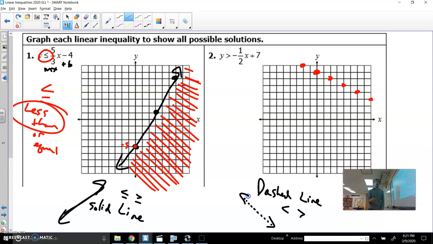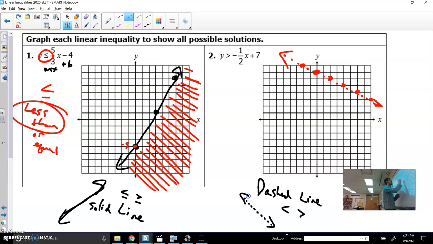So should this be dashed or solid? Well, this one has to strictly be greater than the line. So it can't be or equal. So that is why we want a dashed line, which means points on the line are not in the solution, only points greater than that line.